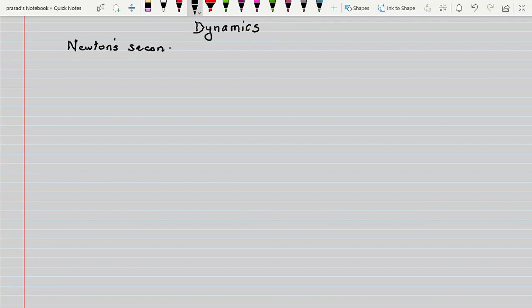Now to understand Newton's second law, let us consider a situation in which suppose there is a particle or an object that is of mass m. This object is of mass m and we are applying an unbalanced force to this object. Now what will be the result? We have already seen if an unbalanced force acts on the object, it will accelerate the object.